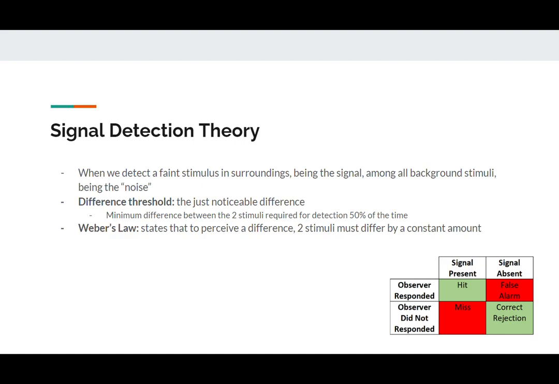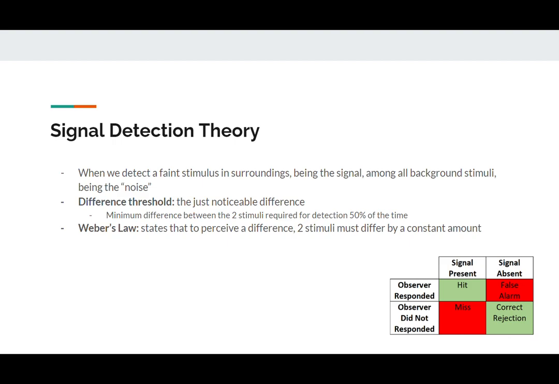Along with detecting faint stimuli, how do we detect the differences between really similar stimuli? For example, how can a musician hear when their instrument is untuned? We can attribute this detection to their difference threshold, or the just noticeable difference. This is the minimum difference between 2 stimuli required for detection 50% of the time. For example, we may not feel a significant difference between a 61-pound weight and a 62-pound weight. However, we will feel a significant difference between a 50 lb weight and a 100 lb weight.